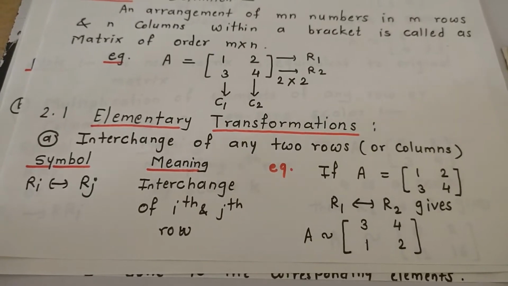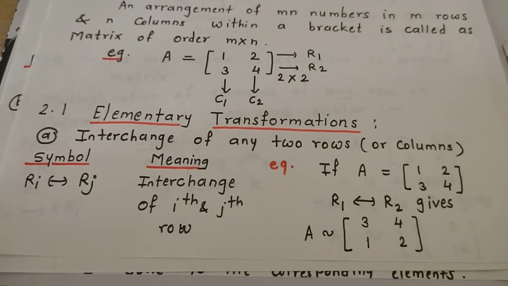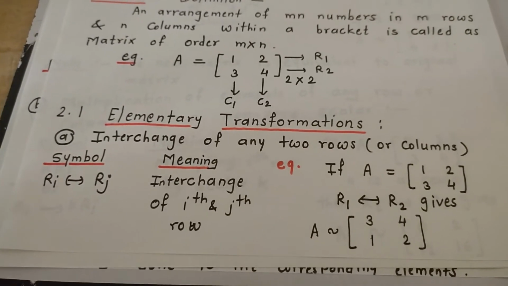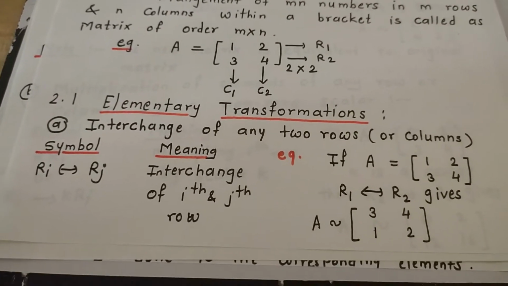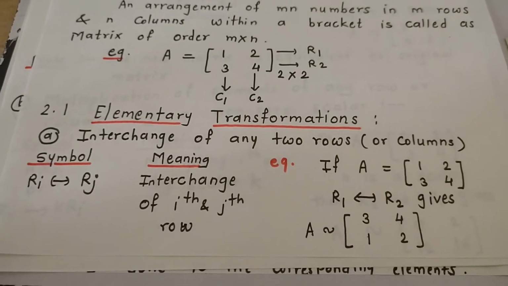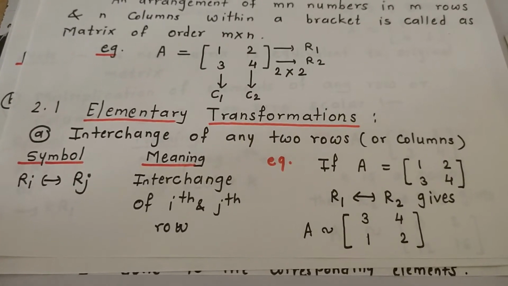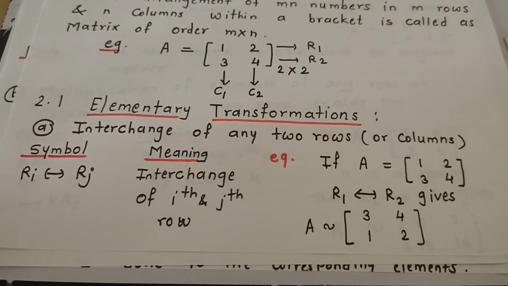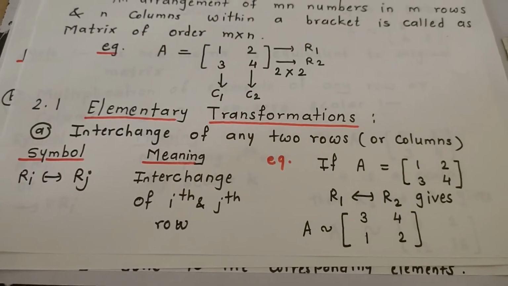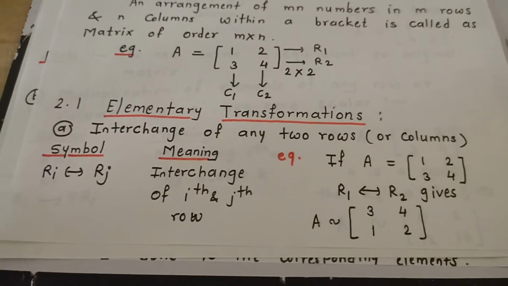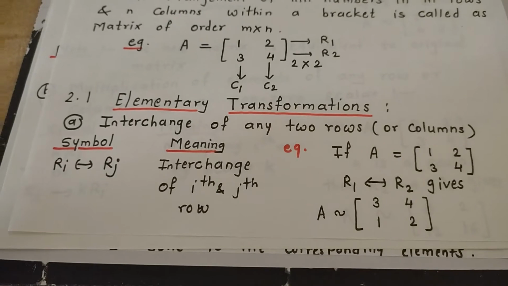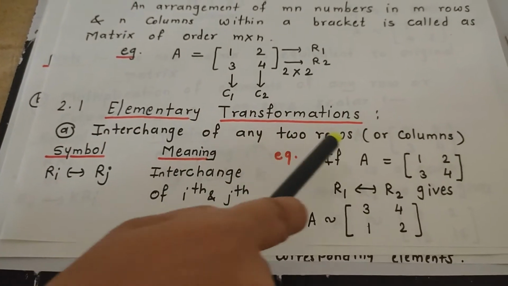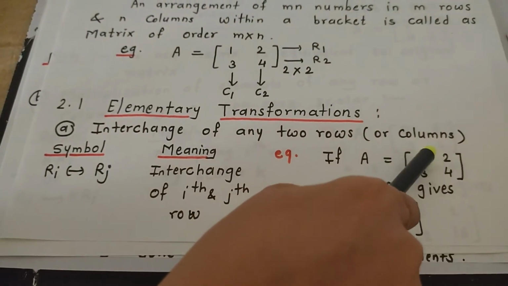There are 3 types of elementary transformations, and these 3 elementary transformations can be applied on rows as well as on columns. When we apply them on rows, it is called row transformation, and when we apply them on columns of the matrices, then it is called column transformation. Let us see the first elementary transformation, interchange of any 2 rows or columns.